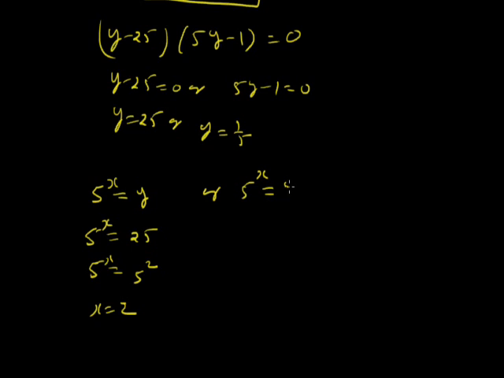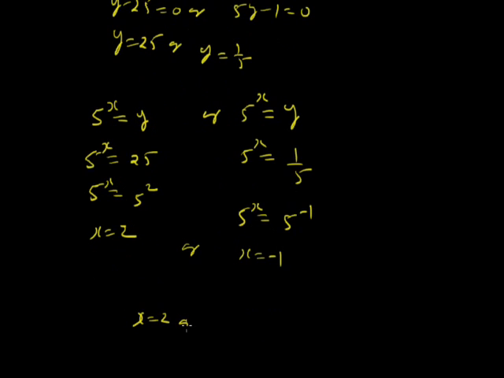5 की पावर x को हमने y अज्यूम किया था और y की वैल्यू हमारी क्या थी 1 by 5 भी थी. तो 5 की पावर x 1 by 5 को लिख सकते हैं 5 की पावर माइनस 1. सो कंपेयर करेंगे तो x इक्वल्स टू क्या आएगा माइनस 1. सो द वैल्यू ऑफ x इज 2 और माइनस 1. दिस इज आवर आंसर. दैट इज x इक्वल्स टू 2 और x इक्वल्स टू माइनस 1. नाउ वी मूव टू द नेक्स्ट क्वेश्चन.